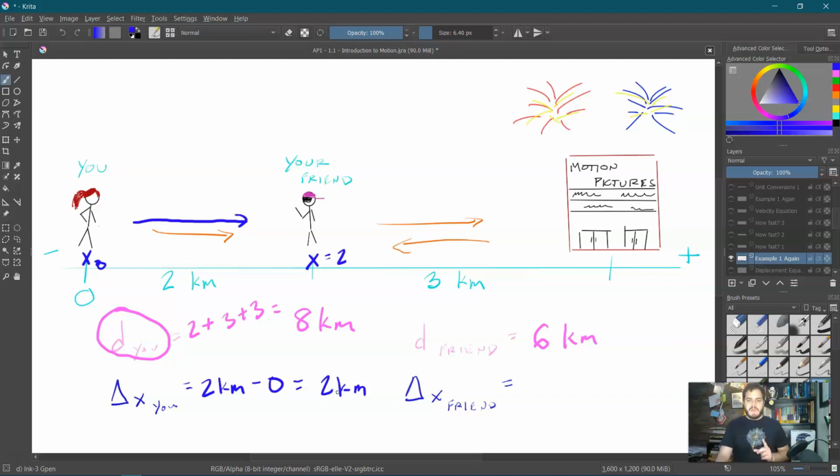Now, quick note, magnitude would be 2. The direction would simply be positive. Do you need to write the positive? No, we know that it means positive if you don't have this. But if you just want to be careful, you can feel free to include it. Let's talk about your friend, though. Your friend starts at 2 kilometers, so that's their initial position, but their final position is also 2. So they would have 2 kilometers minus 2 kilometers equals 0. Because the change in your friend's position is 0. They have come back to the same spot.